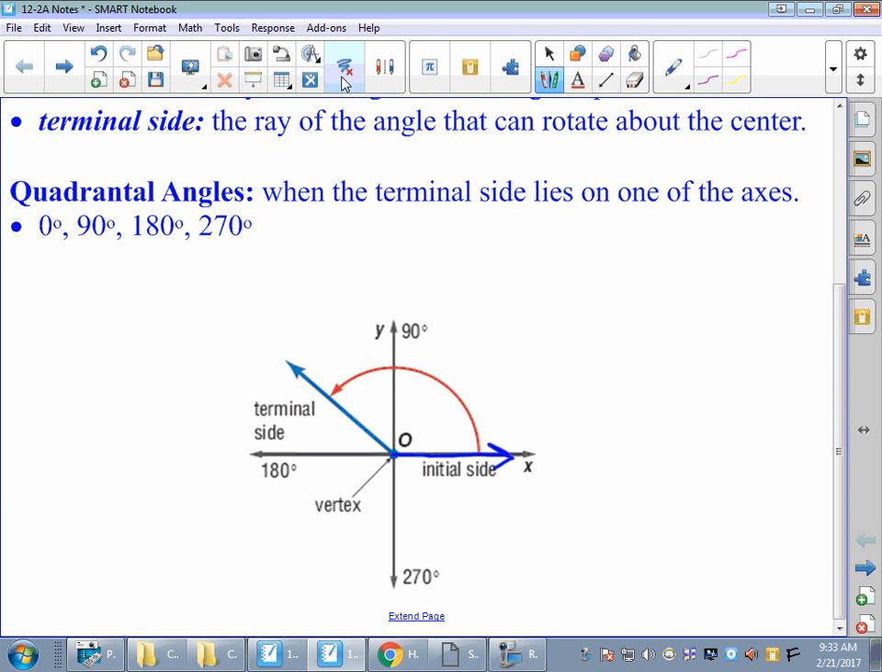And so the terminal side in this particular case is in the second quadrant. And the quadrantals are all the other degrees. The only quadrantal that didn't show up is 0 degrees. This is quadrant 1, just to review. This is quadrant 2, quadrant 3, and quadrant 4. We use Roman numerals to number the quadrants.